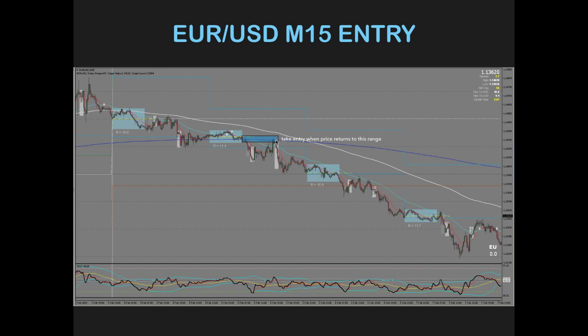You take that entry there. Stop loss is going to go right above the Asia high, and then if we frame that setup, we have entry there, stop loss there, here's your risk, and potentially there's your take profit, to the end of the day.